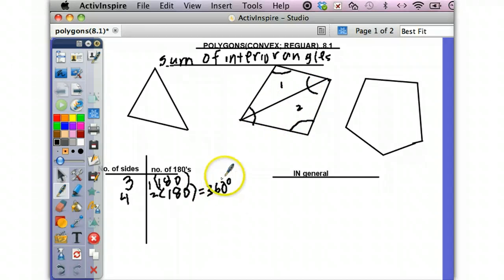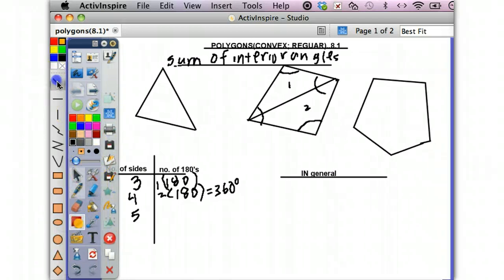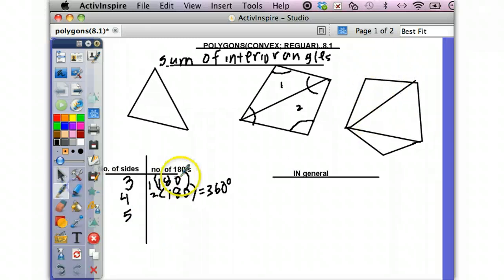is always two 180s. And then finally, let's take a pentagon, a five-sided here. How many 180s do you think we'll have there? Let's go ahead and take a look at the number of 180s we'll have. Let me come in here and do this. That would give me 180 there. I think I could do another one right here. So we'd have one 180 here, another in here, and a third one here. So for a five-sided, how many 180s? We got three of them.